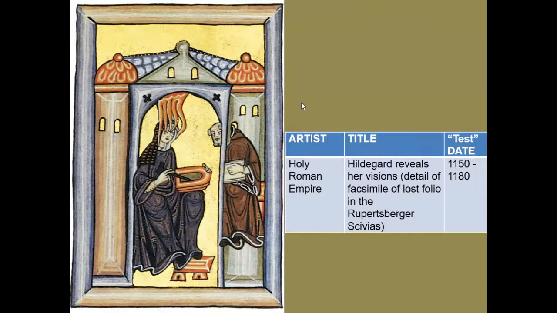So you actually see her here. She didn't make the artwork. She would have overseen the creation of this book. It is one of the major works that she wrote during her lifetime, which was then copied multiple times over by hand in scriptoria. The example we're looking at is a facsimile, a recreation based on her original text.